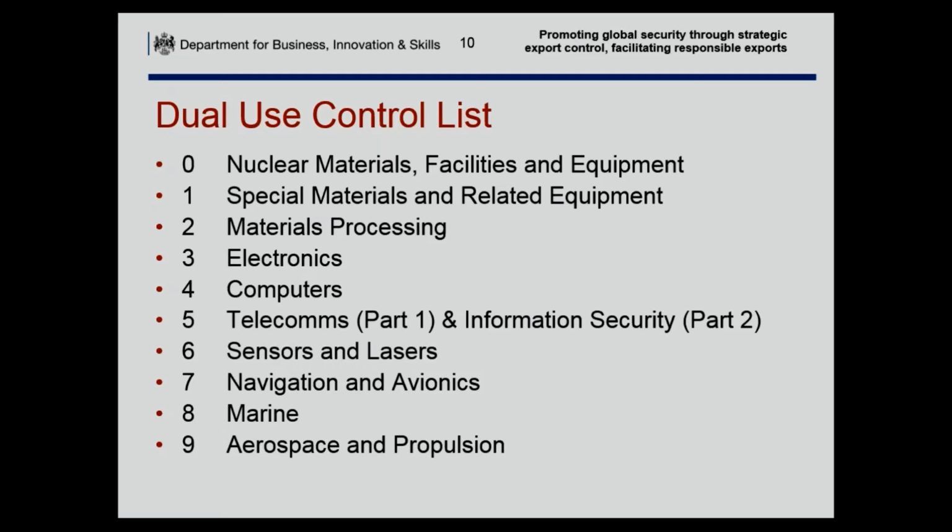6, sensors and lasers, that covers acoustic sensors, cameras, lasers, radar. 7, navigation and avionics, which covers accelerometers, gyros, inertial navigation systems. 8 is called marine, but tends to cover submarines, and that's submersibles and the equipment that goes with submersibles. And then 9, aerospace and propulsion. So that will be covering aero engines, rocket engines, and associated parts that go with them. So you have to be able to fit your commercial dual-use items into one of those categories. So let's move to the next slide.